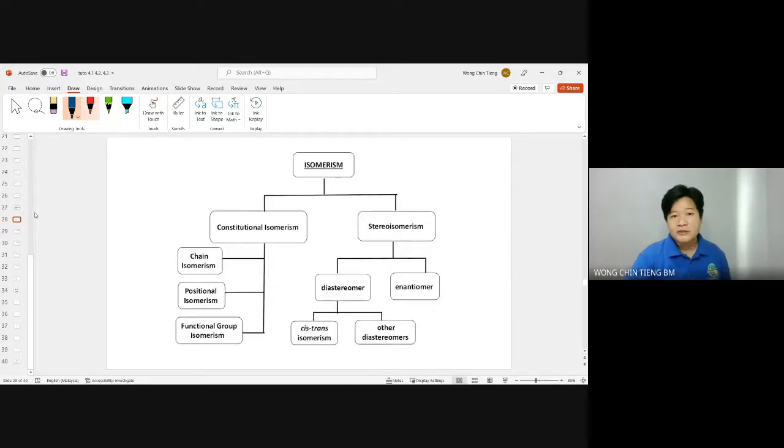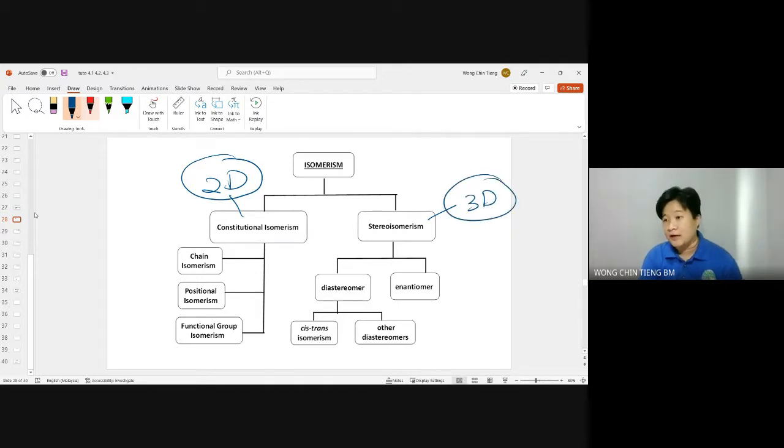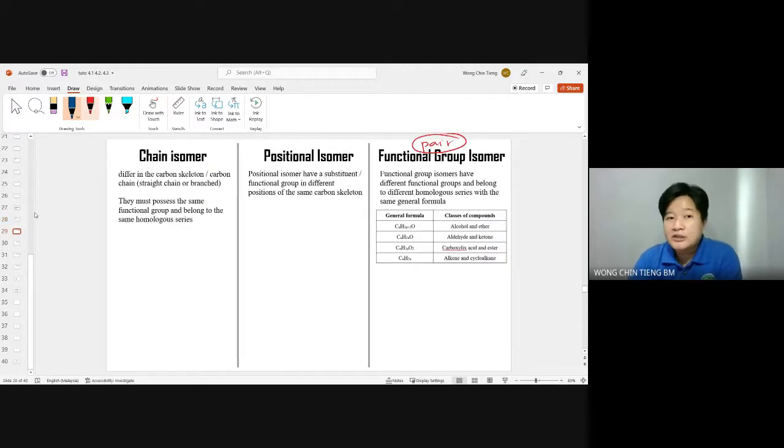So, isomerism ada dua jenis, constitutional dengan stereo, seperti yang saya cakap hari Isnin. That is more on your 2D, kita lukis-lukis, kita akan nampak. Stereo adalah 3D. So, I'll show you the 3D lah. How do we show the 3D on your paper? Yang tu yang kamu kena belajar. Okay? So, chain isomer, positional isomer, functional group isomer.